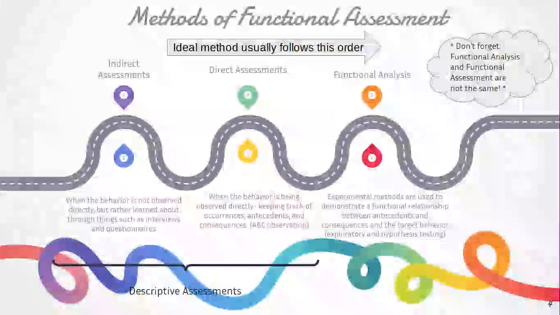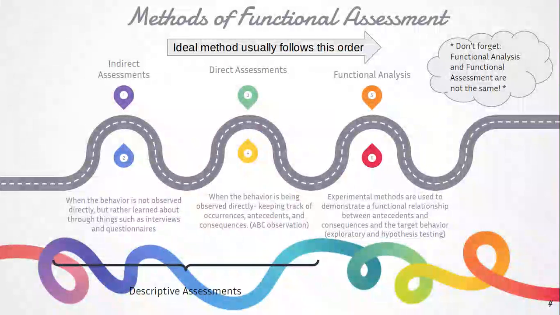So the methods of a functional assessment include indirect assessments, direct assessments, and functional analysis. With indirect assessments, this is when the behavior is not observed directly, but rather learned about through things such as interviews and questionnaires. Direct assessments are when the behavior is being observed directly. So this is when someone is keeping track of occurrences of behavior, antecedents, and consequences. This can be done in an ABC observation format.